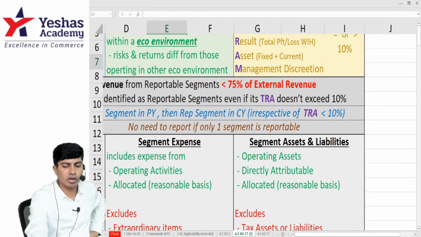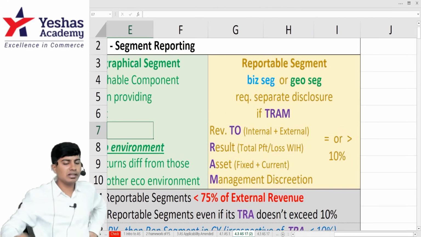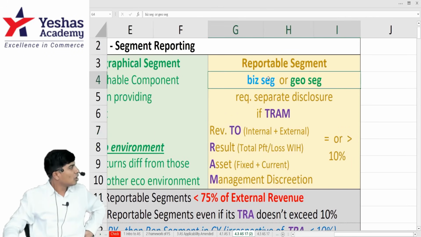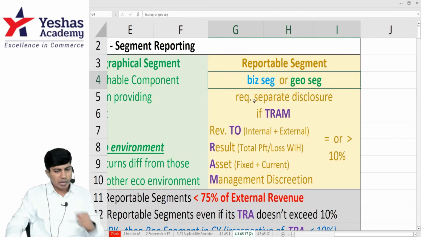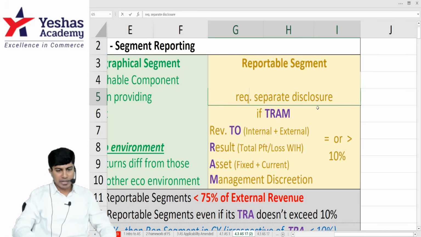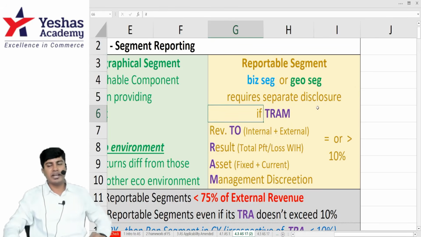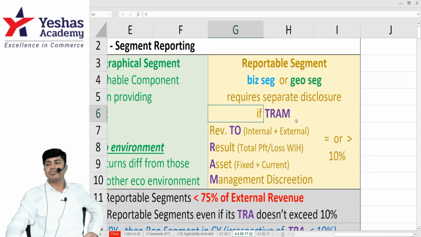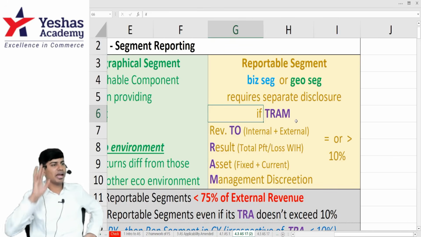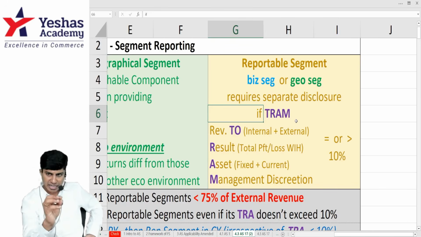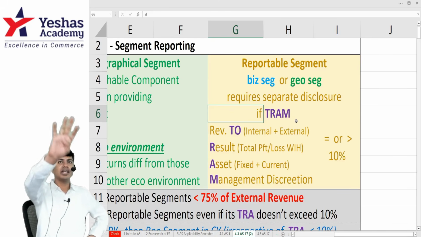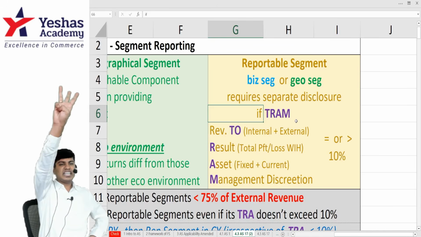Come to this last yellow color box. Reportable segment: a business segment or geographical segment will become a reportable segment and requires a separate disclosure if TRAM, or you can keep the acronym as MART. If this condition is fulfilled, it will become a reportable segment. What are the conditions? How many are there? 4. TRAM.